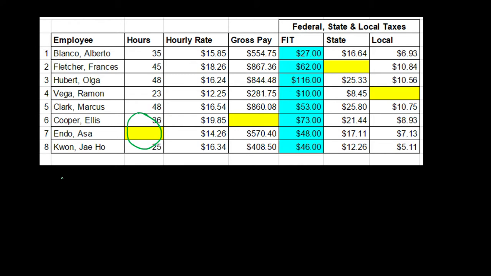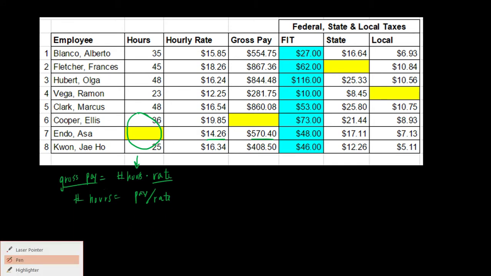Remember that our pay is equal to the number of hours we work multiplied by our pay rate. So for Asa Endo, you know her rate and you know her gross pay. So if you want to solve for number of hours, if we divide both sides of this equation by rate, we'll find that the number of hours is equal to the gross pay divided by rate. So that's how you'll figure out Asa's.